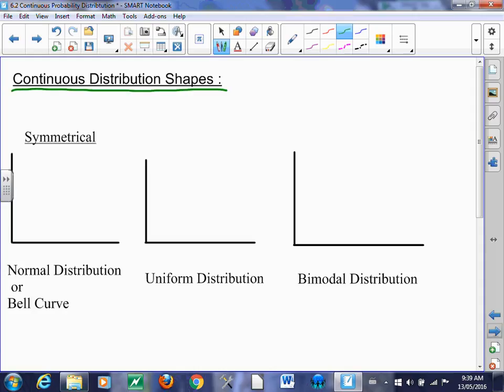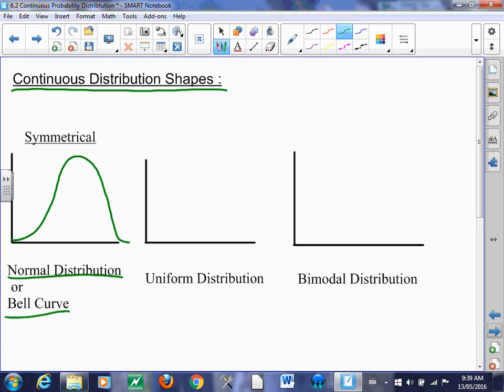All right, so let's take a look at continuous distribution shapes. Symmetrical means that the left and the right side are equal, or there's a mirror image. And the first one we're going to take a look at is normal distribution, or bell curve. A bell curve kind of makes it look like a bell. It comes up to one mode and comes back down.